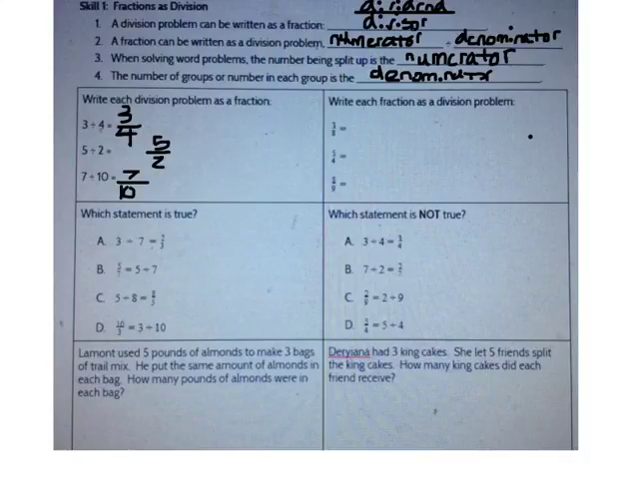Now let's write each fraction as a division problem. 3 over 8. Remember, it's numerator divided by denominator, so that would be 3 divided by 8. How would I write 5 fourths as a division problem? 5 fourths is 5 divided by 4. How would I write 8 ninths as a division problem? 8 ninths is 8 divided by 9. Now you try a few.